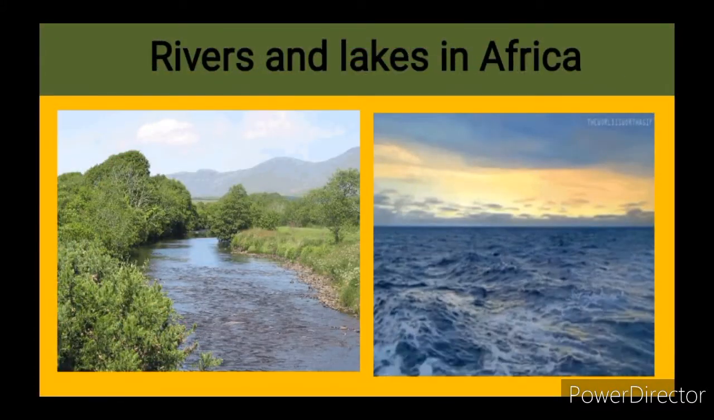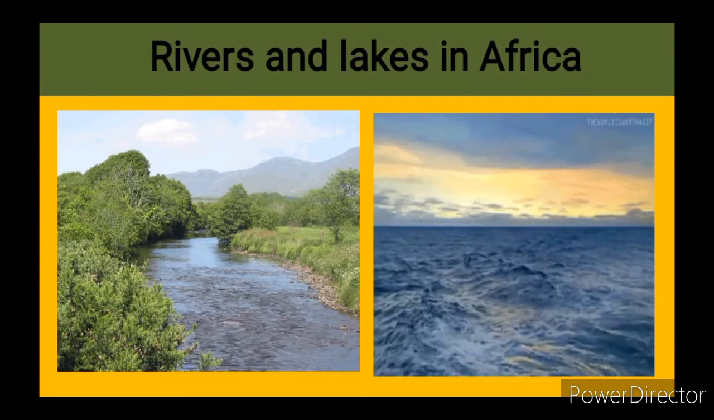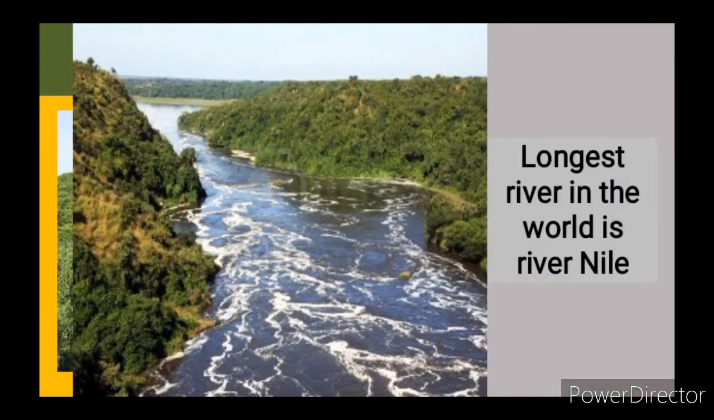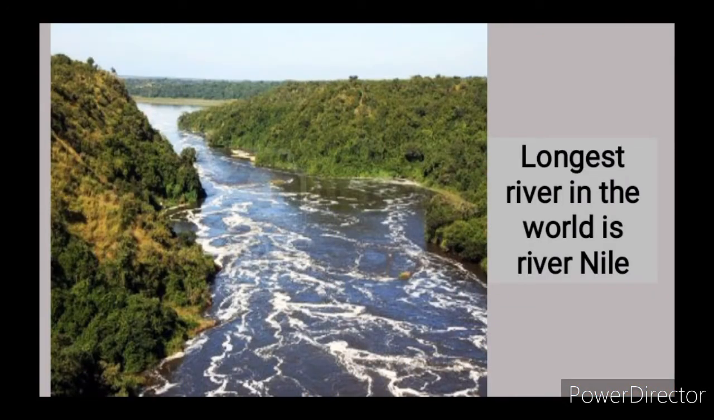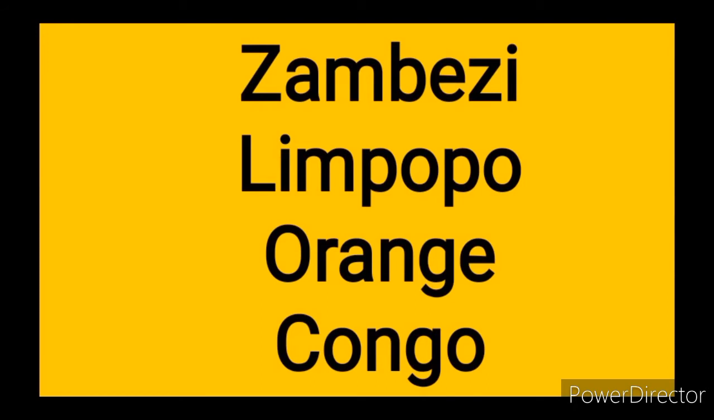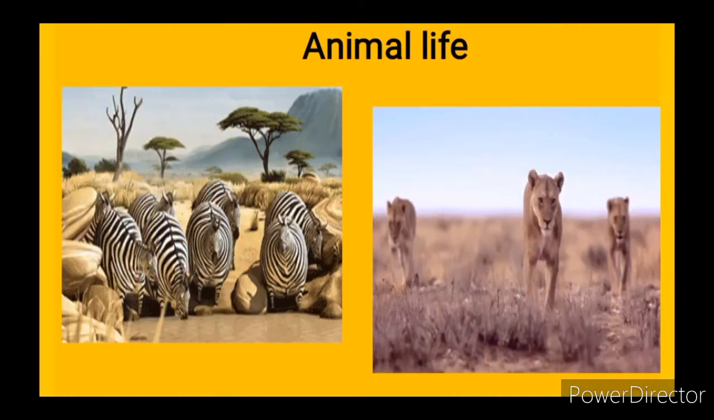Now let's go over to the rivers and lakes in Africa. Africa is blessed with lots and lots of rivers and lakes, okay? And the longest river in the whole world is the River Nile. At this point, I feel very blessed to be an African because River Nile is found in Africa and it is the longest river in the whole world. You can see the biggest desert in the whole world is in Africa, and the longest river in the whole world is also in Africa, which is the River Nile. Okay, there are other very important rivers in Africa like Zambezi, Limpopo, Orange, and Congo.